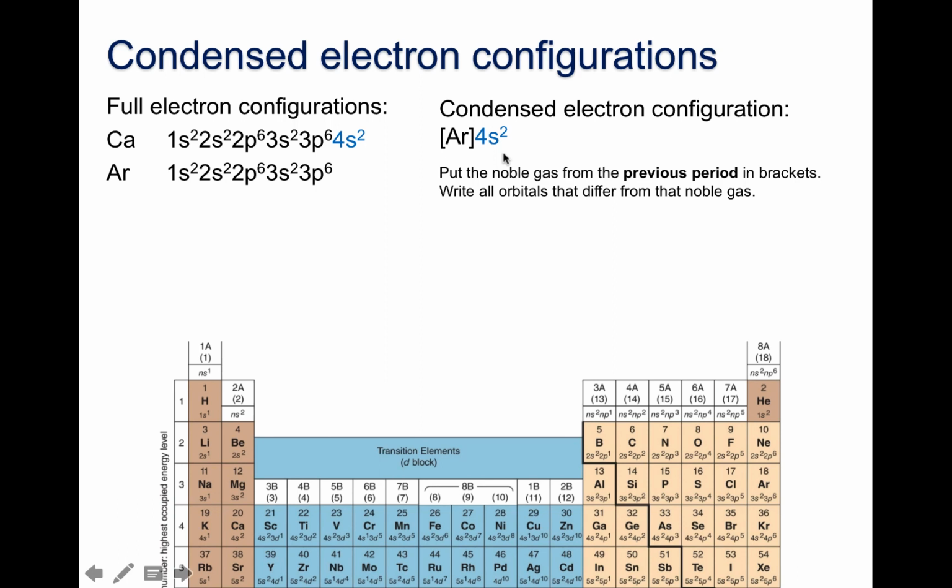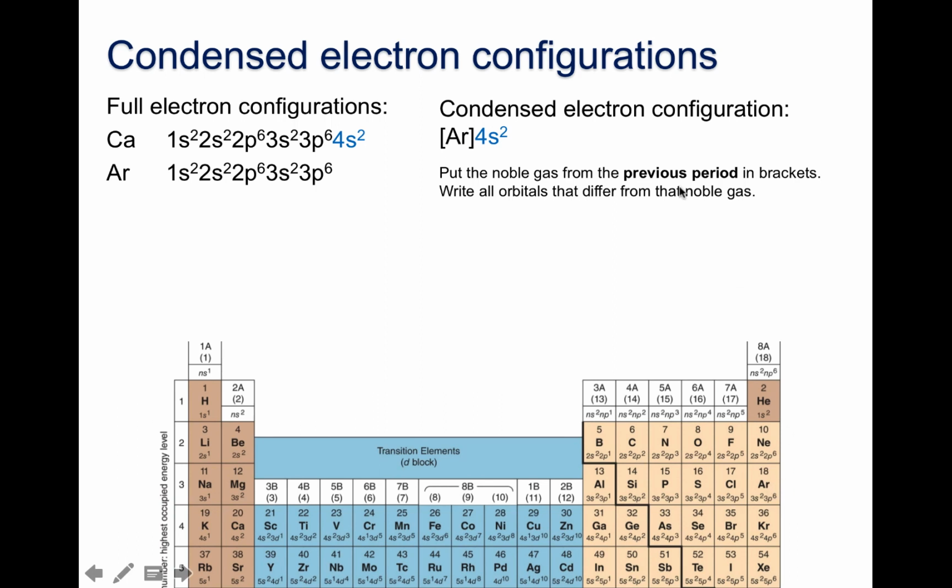And so the way these condensed electron configurations work, you find the atom that you want to write the electron configuration for. In this case, we have calcium. And then you go to the previous period and you find the noble gas in that period. So calcium is in energy level 4, or period 4. Argon is the noble gas in the previous period.